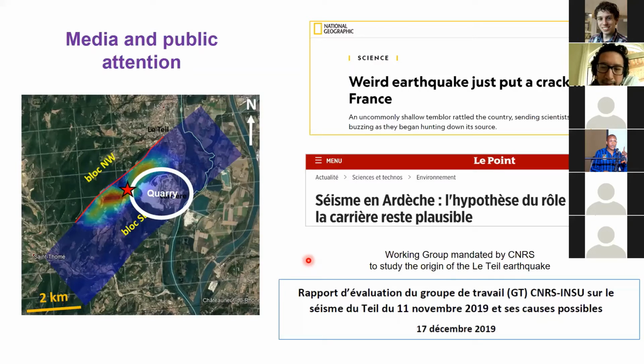So that's to say that the communication channels between us researchers, local governments, and the media are not always perfect, and that's something that CNRS and INSU is now working on, to make the protocols for those communications more clear. So here, basically, there was a contradiction between what the prefecture was saying and what we had written in the report.